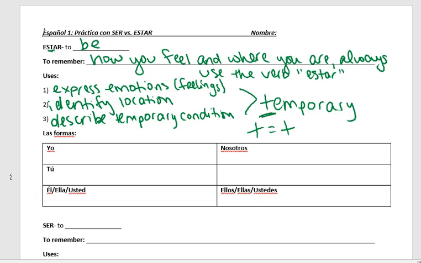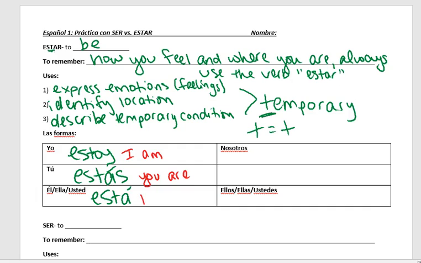So your formas de estar, okay, hay cinco. You have estoy, which is I am. Estás, which is you are. Está, your he, she is. Estamos, we are. And lastly, están, they are.